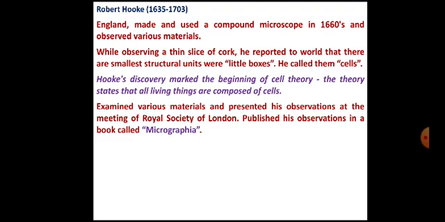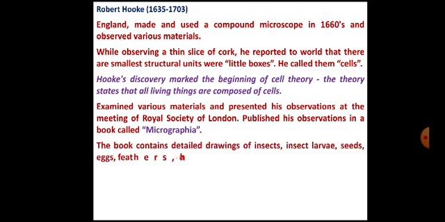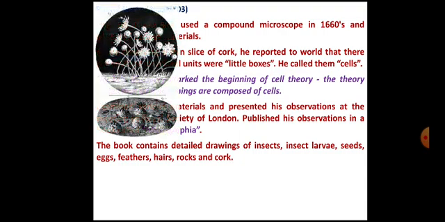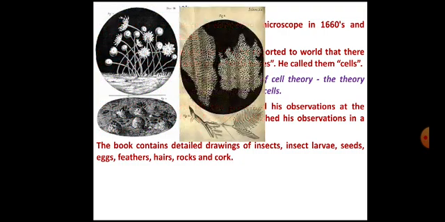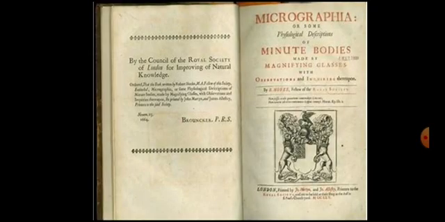That book is called Micrographia, which contains detailed drawings of all his observations, like he observed insects, insect larvae, seeds, eggs, feathers, rocks, hairs, cork, etc. So these are the different observations, and this is the book called Micrographia, which was published by Robert Hooke to present all his observations.